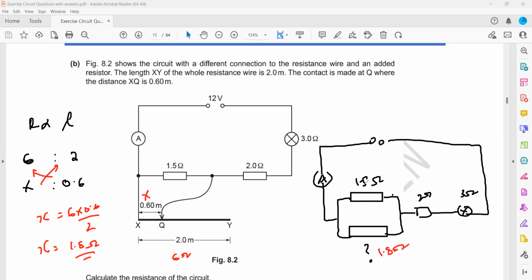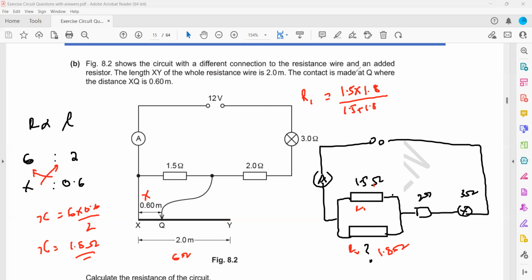Now we need the combined resistance of this whole circuit. So how to work out the combined resistance of the whole circuit? First, we find the combined resistance of these two, which are in parallel. When two resistors are in parallel, it is the product divided by the sum. So whenever two resistors are connected in parallel, the formula to get the combined resistance of the two is the product of the two divided by the sum. So 1.5 into 1.8 divided by 1.5 plus 1.8.